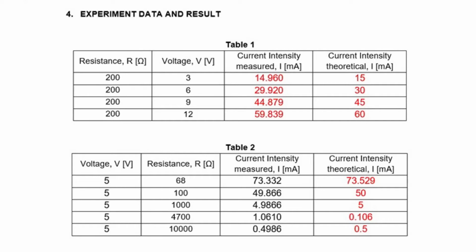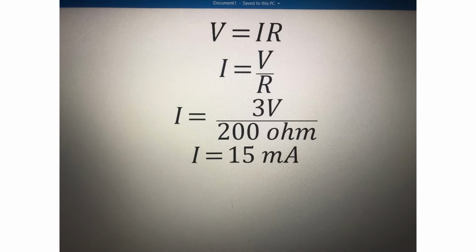Okay, next we move to the current intensity theoretical. So to find the theoretical value, we need to use the formula V equal to IR. Since voltage equal to IR, the current equal to voltage over resistance, and the value for voltage is 3 volt. Value for the resistance is 200 ohm. So we can find that the theoretical current for this circuit is 15 milliampere.